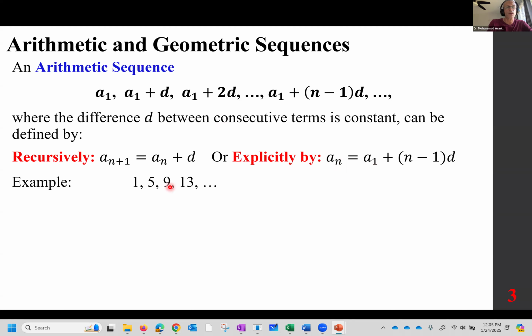Example, 1, 5, 9, 13. So we are adding 4. So the d is 4. So the next one would be 17, and so on.